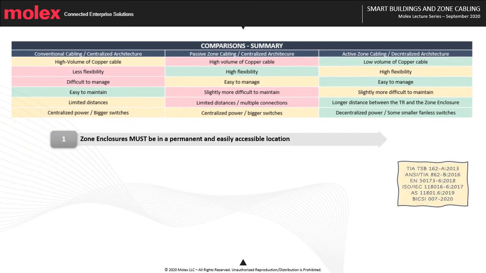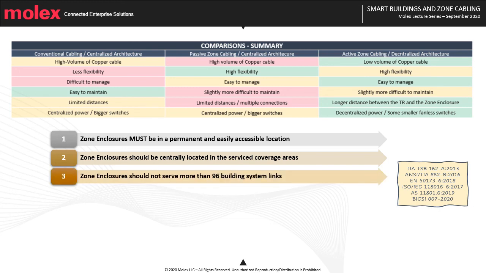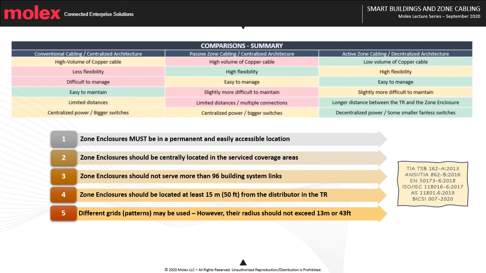So, key takeaways. Zone enclosures must be in a permanent and easily accessible location. Zone enclosures should be centrally located in the serviced coverage area. They should also not serve more than 96 building system links and should be located at least 15 meters or 50 feet from the distributor in the TR.